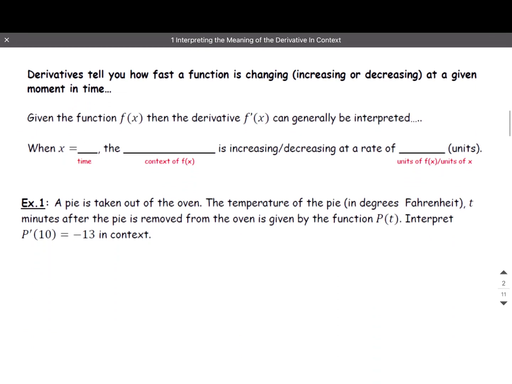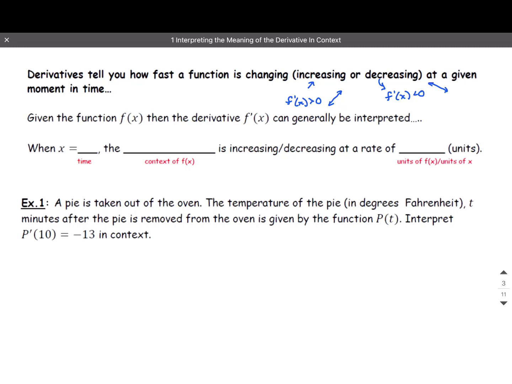So derivatives tell you how fast a function is changing, increasing or decreasing. If it's increasing, our derivative is positive because that means there are positive slopes and it's going up. If it's decreasing, that means our derivative is negative because the slopes of the tangent lines and the slopes of the derivative are negative, which means it's going down.